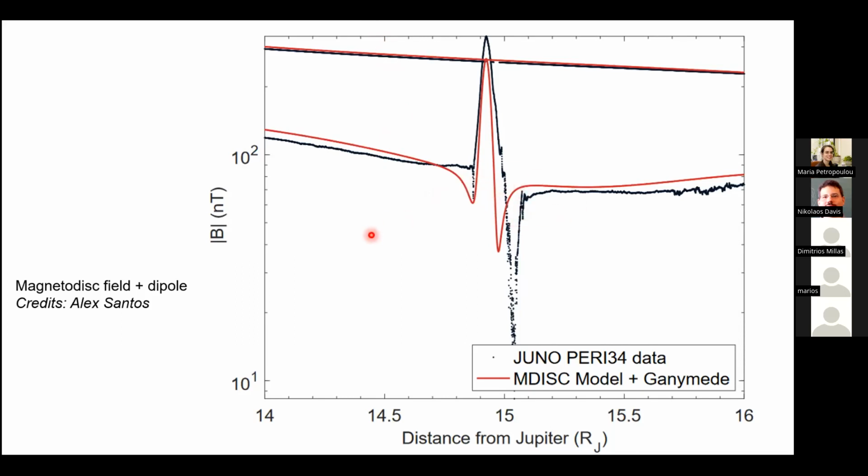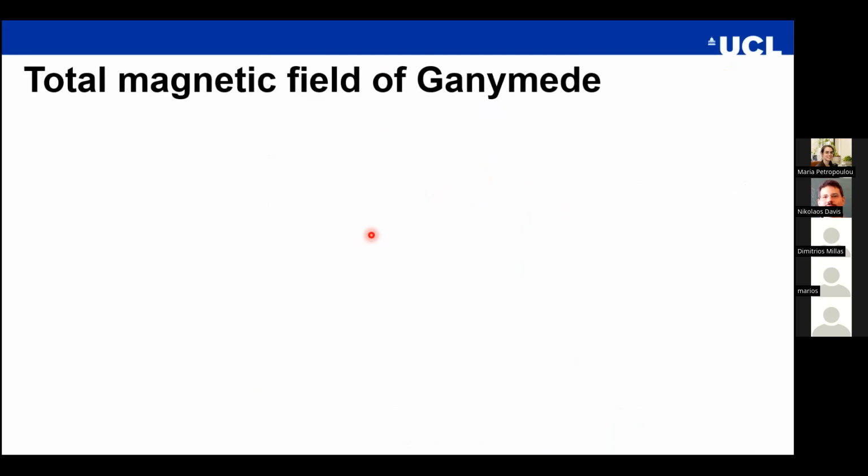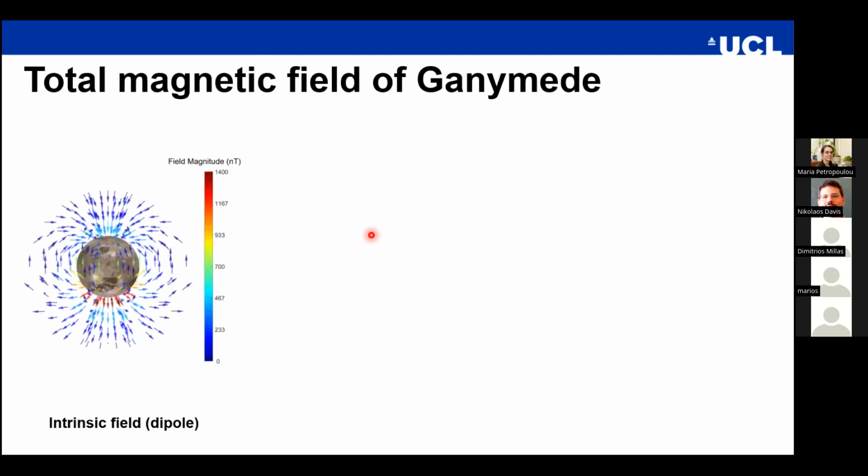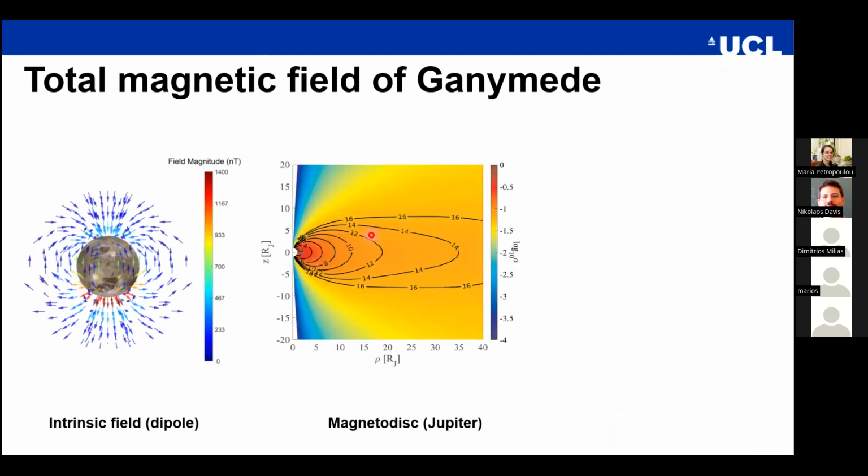And this is because the magnetic field of Ganymede is not so easily described as a dipole. Of course, it has a dipole component, but at the same location, you have an effect from the magnetic field of Jupiter. Just to give you an idea of the scales, this entire magnetic field is located in this tiny region around 15 Jovian radii.